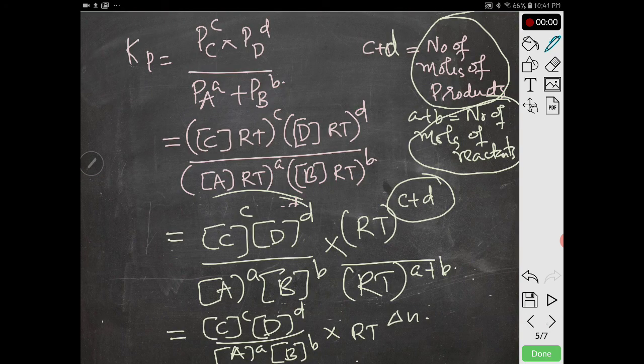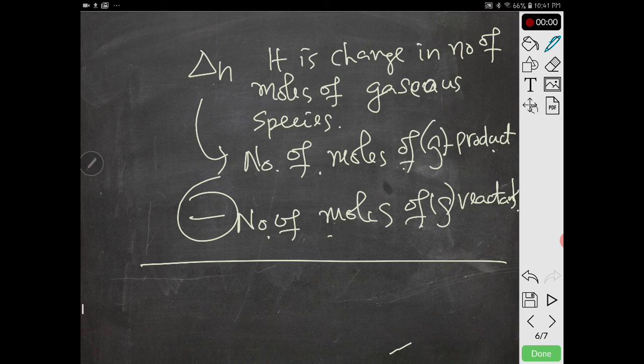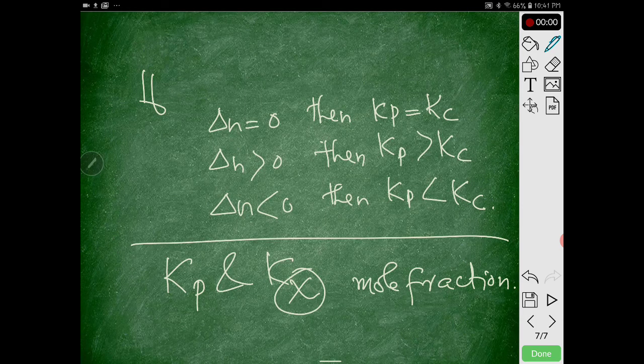So what is the implication of this delta n if you ask? It is like this. If delta n is equal to 0, then Kp is equal to Kc. That means the equilibrium constant in terms of partial pressure and the equilibrium constant in terms of molar concentration, both are identical. If delta n is greater than 0, then Kp will be greater than Kc, and if delta n is less than 0, then Kp will be less than Kc.